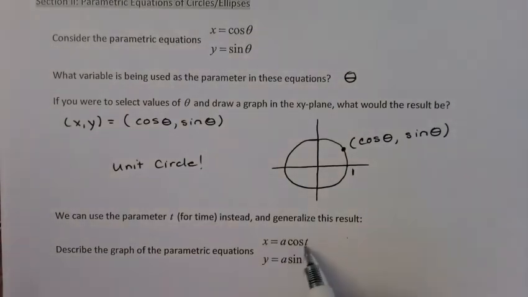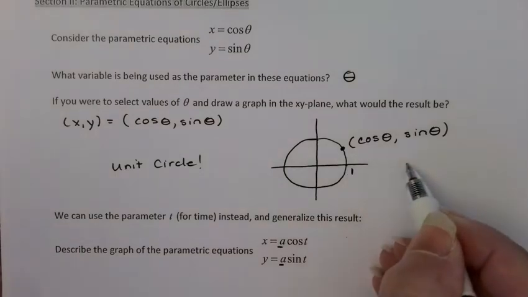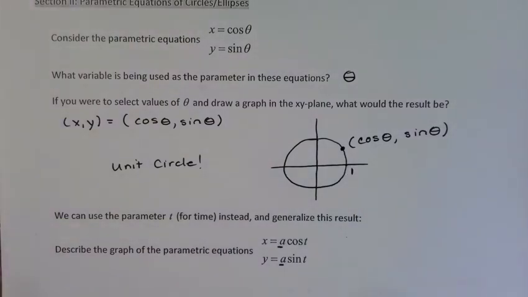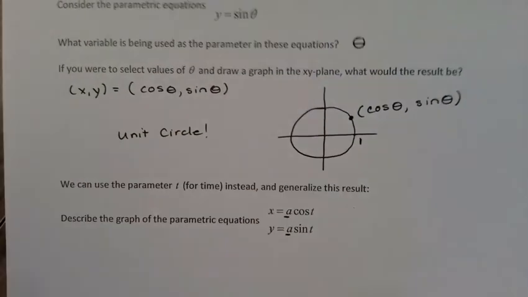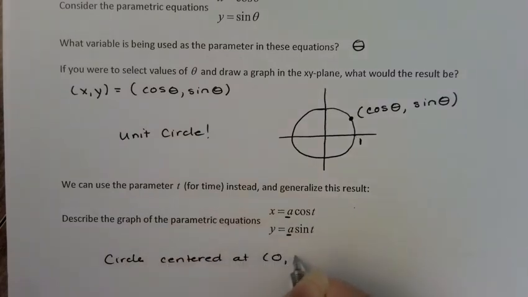Notice the x is still cosine, so instead of cos theta, I've got cos t, and the y is still sine, again instead of sine theta, sine t. Only this time, I've got this multiplier of a in front of that cosine and sine. All that's going to do is make, for example, this 1 turn into a 2 or a 3 or whatever a is, and it will give me that radius for my circle. So this is going to be a circle, still centered at the origin, with radius a.